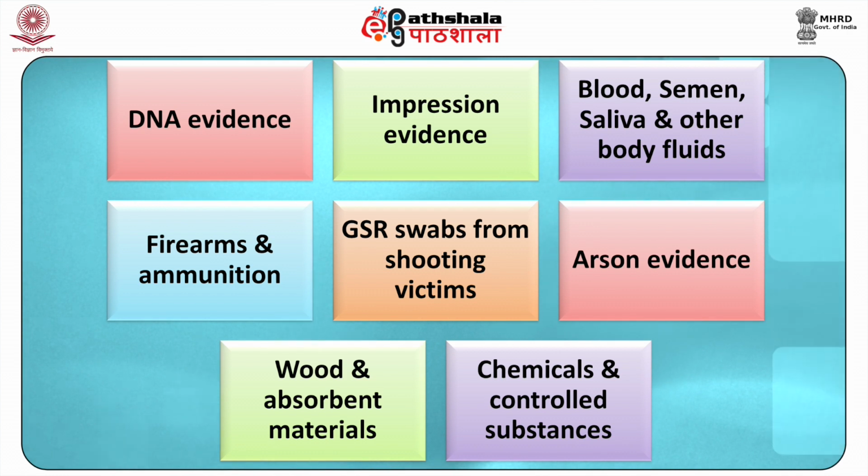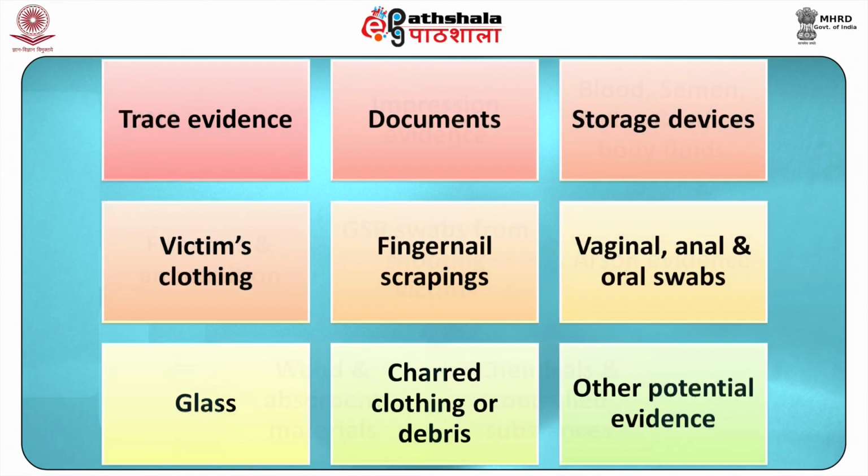chemicals and controlled substances like drugs, trace evidences like hair, fibers, soil, etc., documents, storage devices such as compact disc, DVDs, floppy disk, hard disk, etc., victims' clothing, fingernail scrapings, vaginal swabs, anal and oral swabs, glass, charred clothing or debris, and other potential evidences.